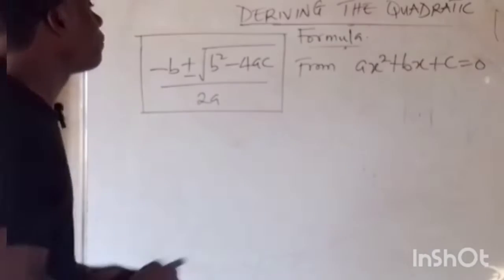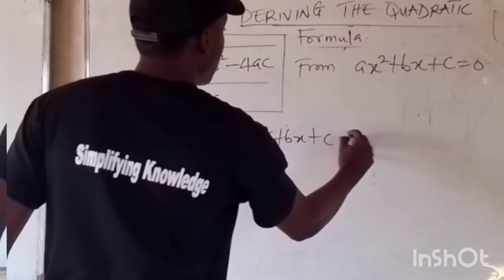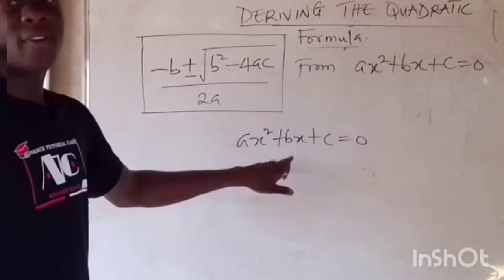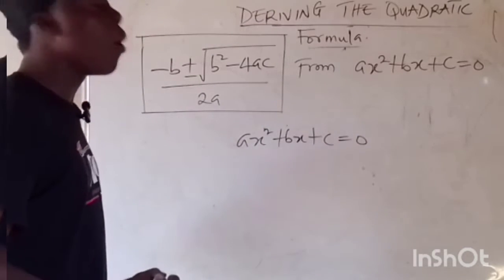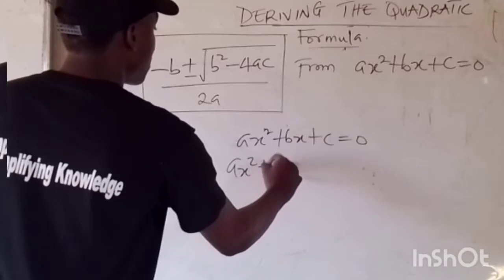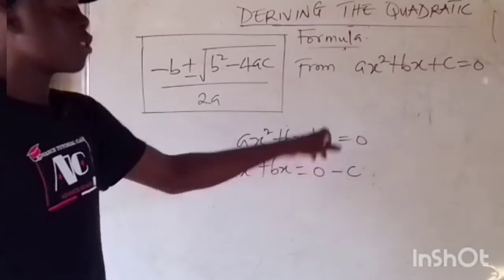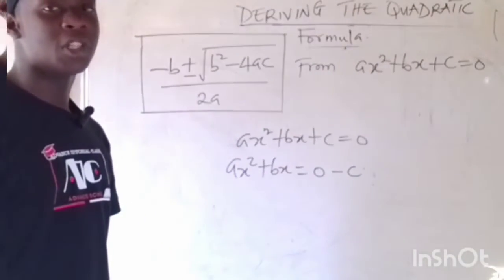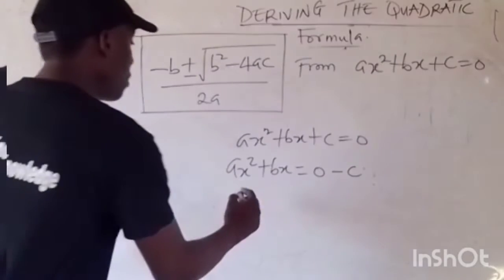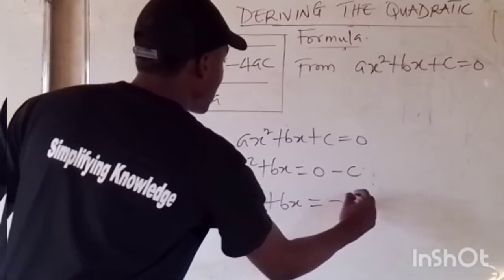So the first step: ax squared plus bx plus c equals 0. This is the standard form of the quadratic equation. Now, what will I do? I'll collect like terms, isn't it? So this is ax squared plus bx equals 0 minus c. Once the constant goes to the right hand side of the equation, it turns negative. So from here, I have ax squared plus bx equals negative c.